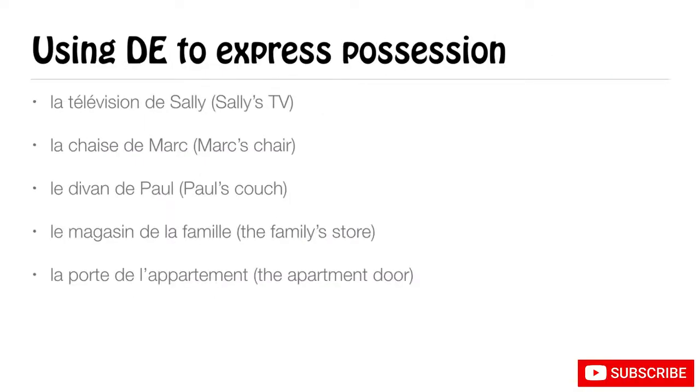Outside of the adjectives that we just learned, you can also express possession in other ways. For example, if you wanted to say Sally's TV, you would say la télévision de Sally, la chaise de Marc, le divan de Paul, le magasin de la famille. So you would add de in between, and you would invert it from English to French. Instead of Sally's TV, you would say the TV of Sally, or the chair of Mark, the couch of Paul, the store of the family.